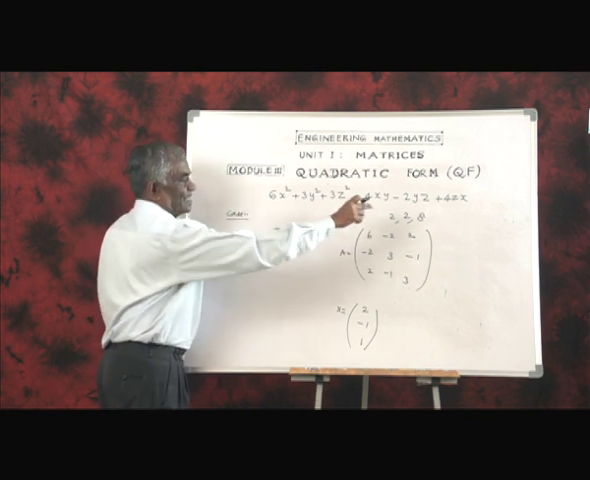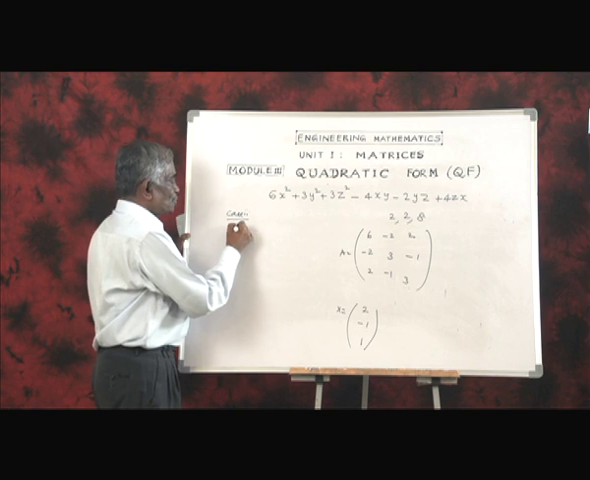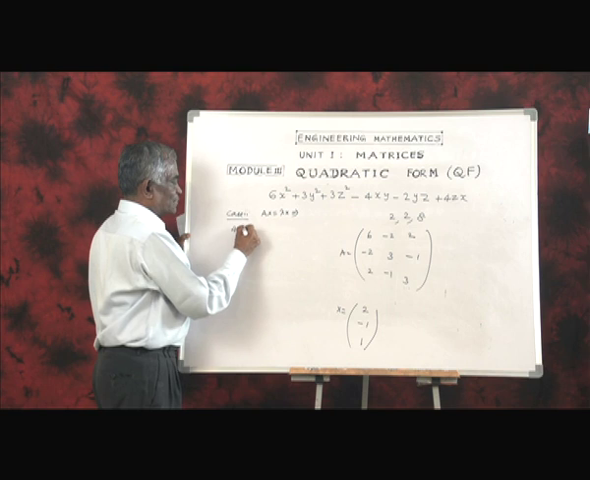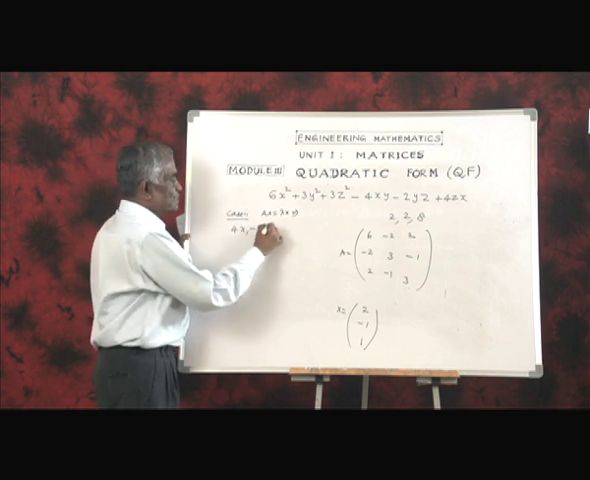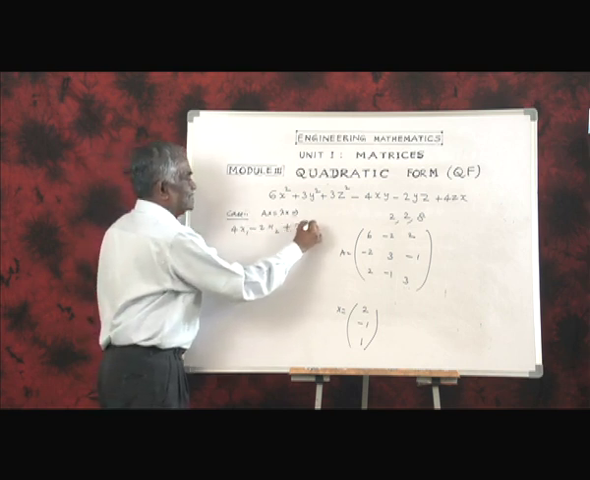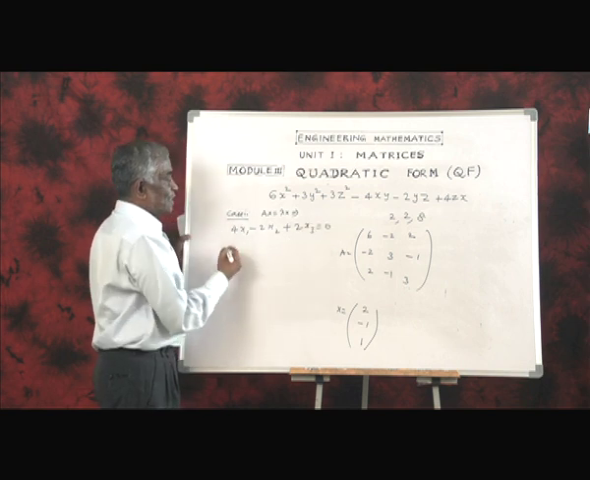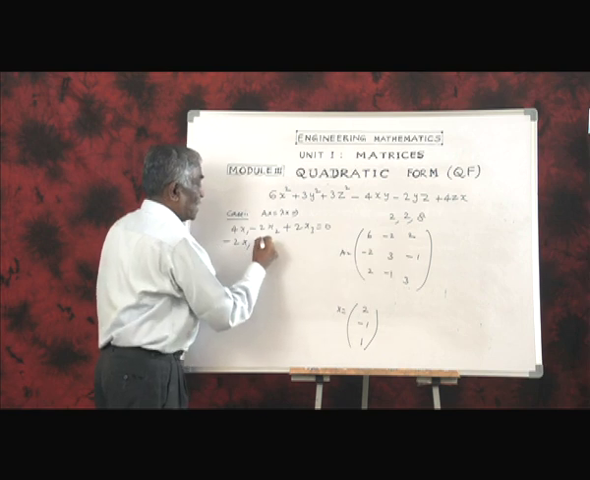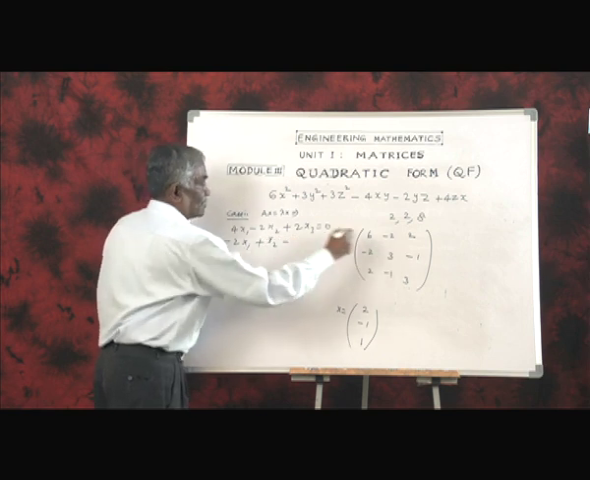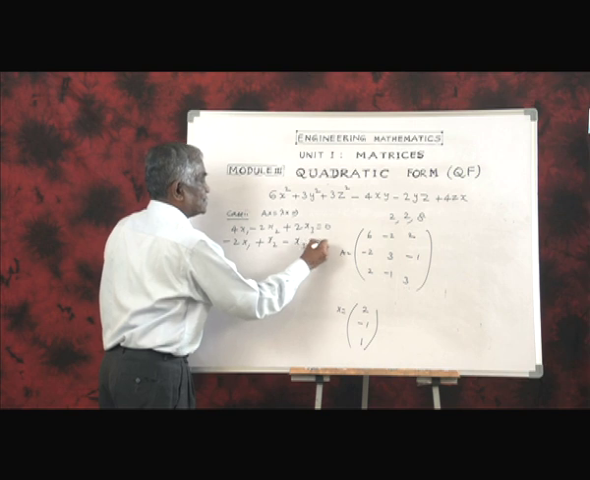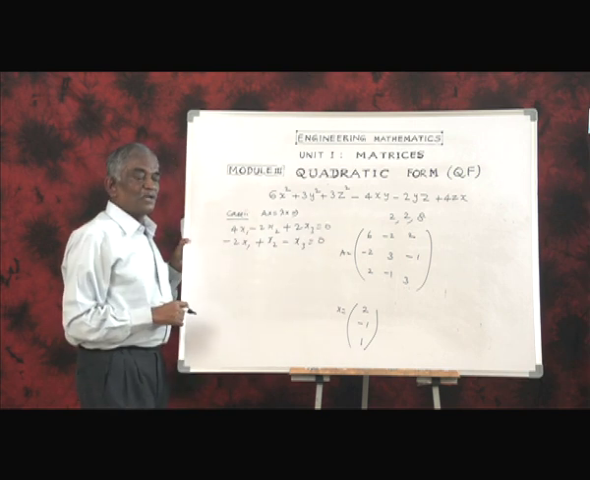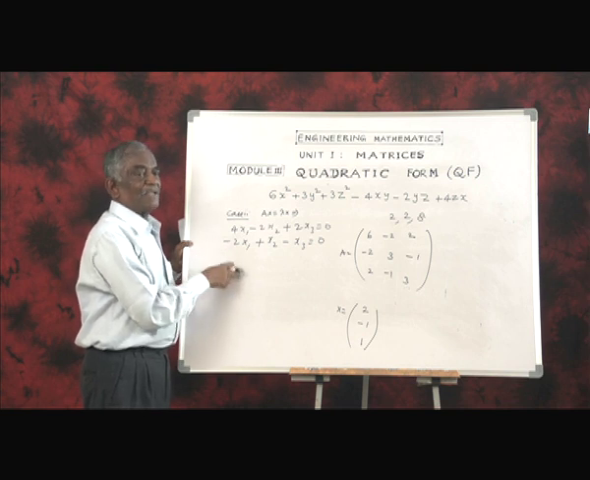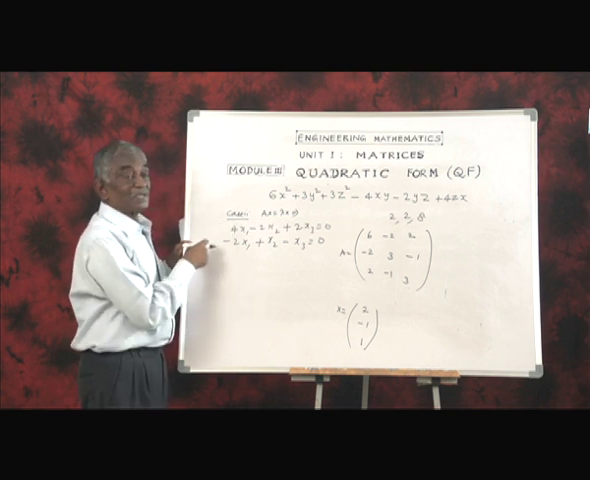Subtract 2 from the leading diagonal elements. So Ax is equal to lambda x gives 4x1 minus 2x2 plus 2x3 is equal to 0. Now what about the next equation? Minus 2x1, plus x2 (you have to subtract 2 from this), then minus x3 is equal to 0. In module 1 I told you, if the first and second equations are the same, then necessarily you have to write the third equation.